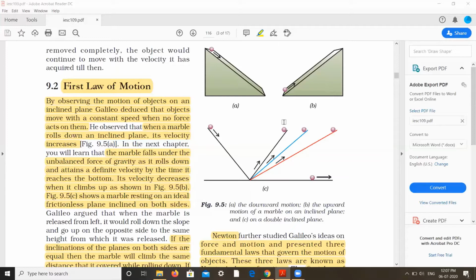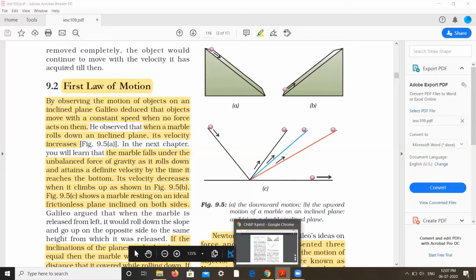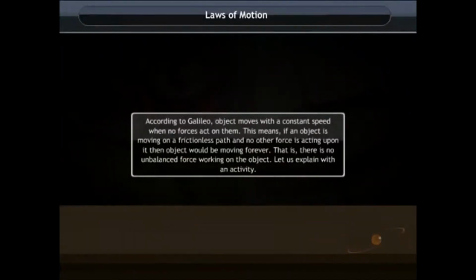So to make the concept more firm, I am going to play a video that will help you understand the concept. Laws of motion by Galileo Galilei.